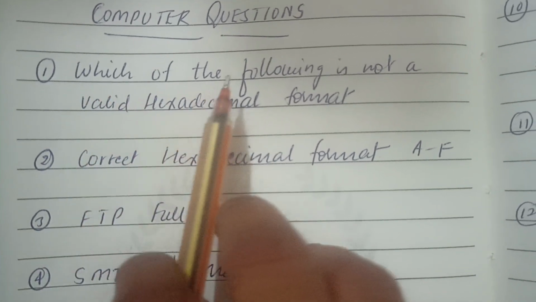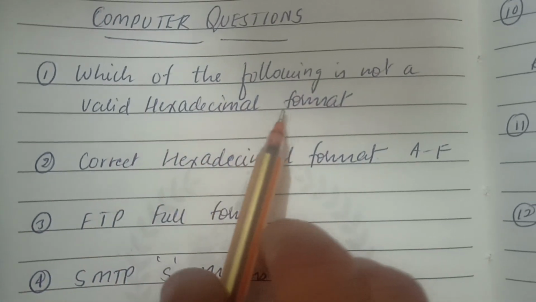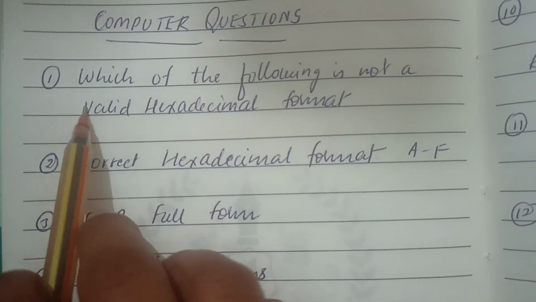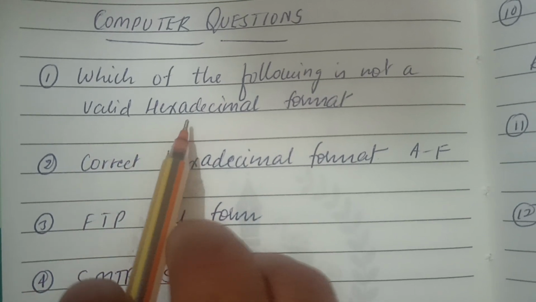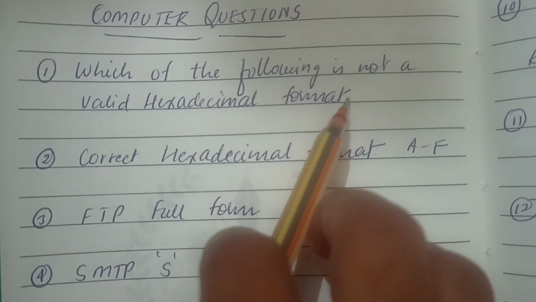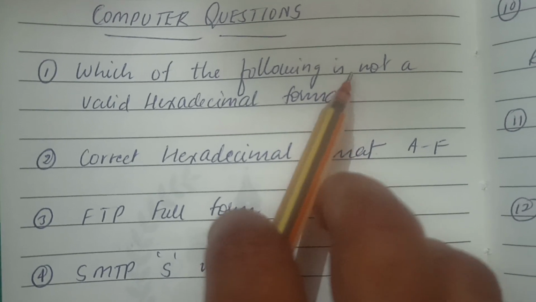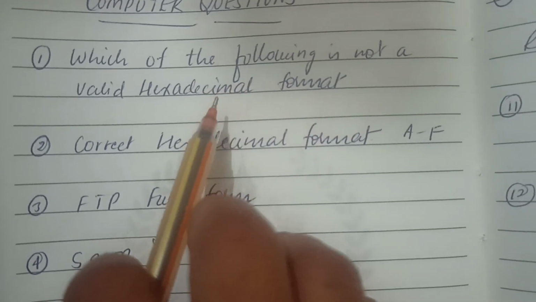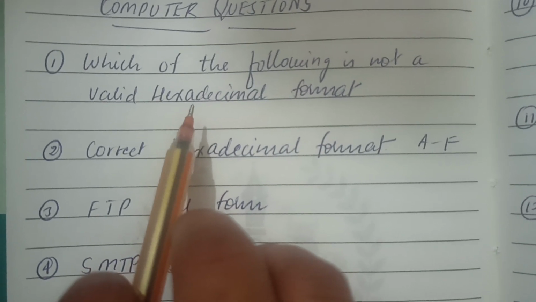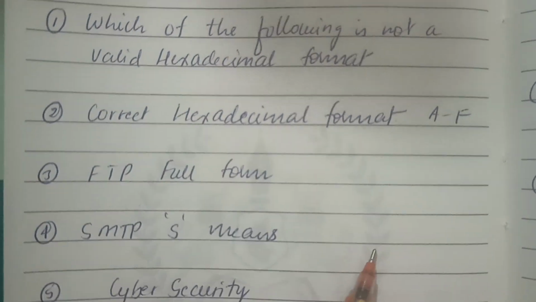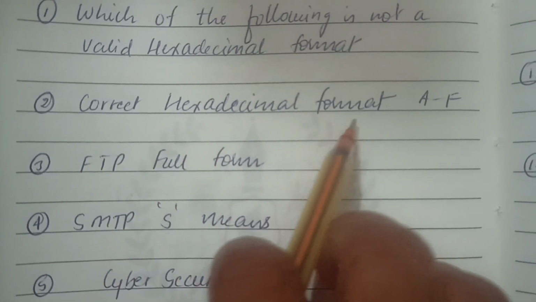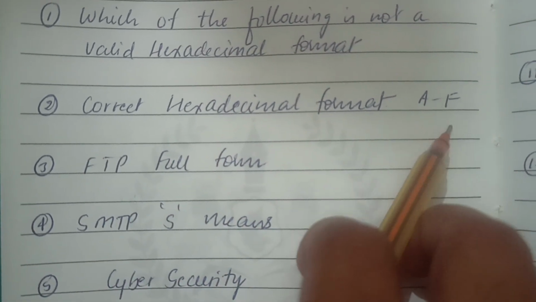Which of the following is not a valid hexadecimal format? They had given something like P A 3 2, and I left this question because I didn't understand what to mark here. Please comment if any of you have answered this question. Then they asked a question regarding the correct hexadecimal format, and the answer is A to F.